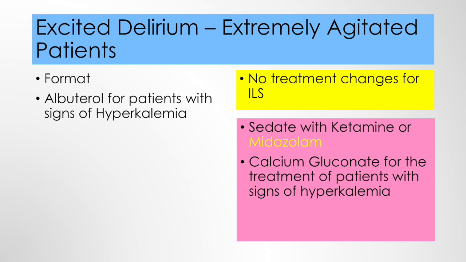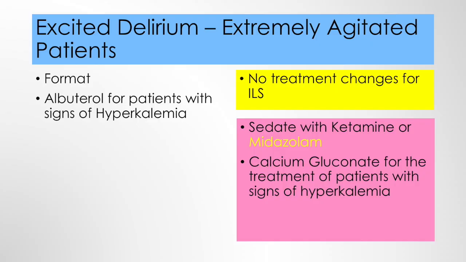For ILS agencies, no big changes. They're still going to have the option to use midazolam. When you move to the paramedic level, they can use the ketamine or midazolam. For the paramedic level only, with a patient in hyperkalemia, calcium gluconate has been added.